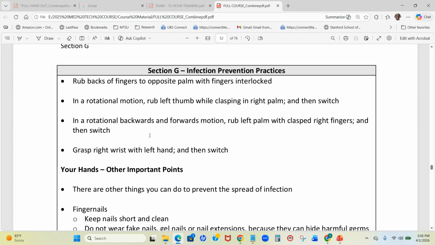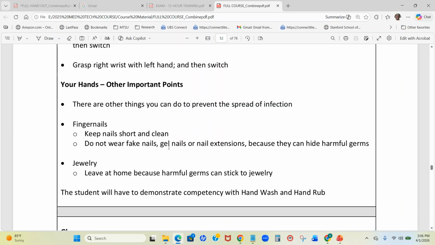In a rotational motion, rub left thumb while clasping it in the right palm and then switch. In a rotational backwards and forward motion, you rub the left with the clasped fingers and then switch. All this will be demonstrated when we meet in person to do the skills check off.